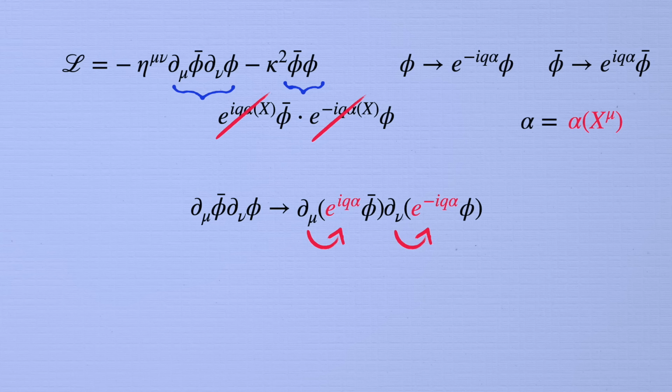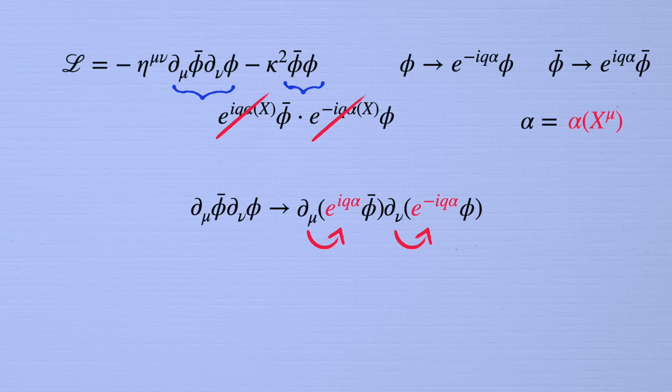I'll hopefully go through those details in a later video. What this covariant derivative does for us is restore the nice transformation property that leaves the Lagrangian invariant, even when alpha is a function of space-time, provided that when our transformation rotates phi and phi bar, it simultaneously sends A to A plus D alpha.